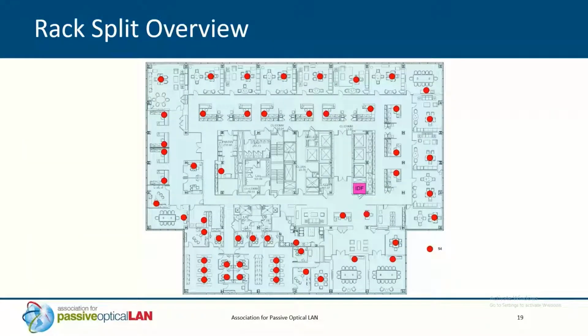The next one here is a rack split. So what that means is I'm splitting at the rack. So in the IDF, I have a rack. Before, we showed boxes or housings that could fit in the wall or in the ceiling. Here I'm actually going to have a space, let's call it a telecom room, where I have a rack and I have my equipment, and right at that equipment I'm going to split out.